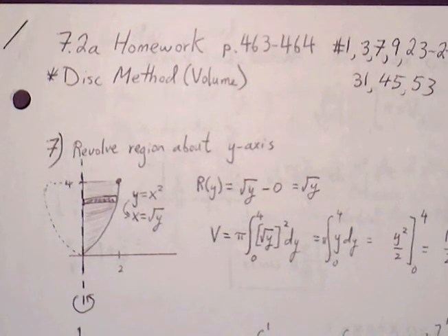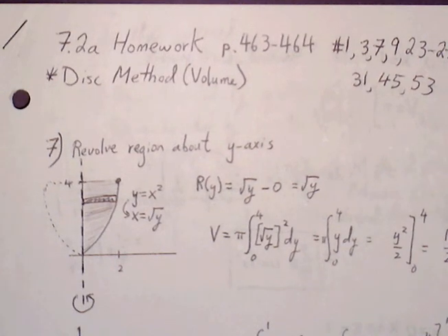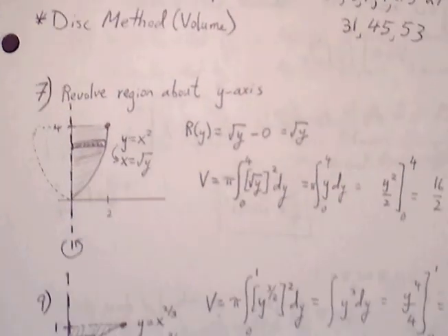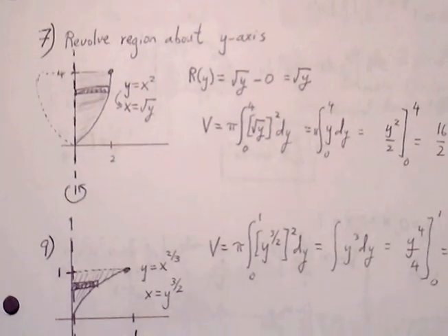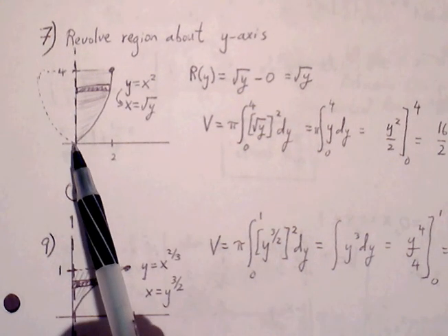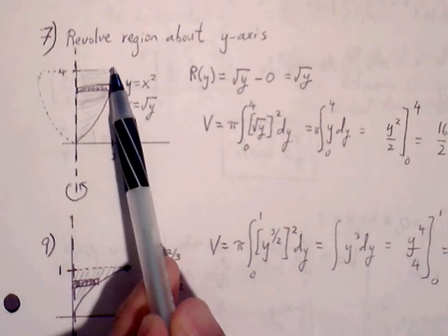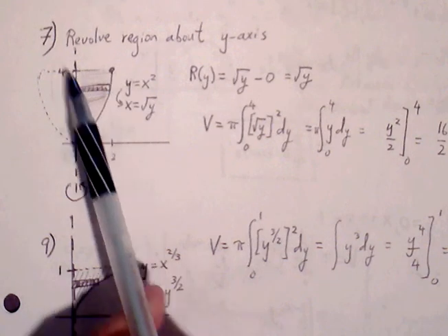This is homework from 7.2a. This is over disk method, volume by disk method. Let's start off looking at number 7. It says revolve the region about the y-axis. So the region is provided for us. It is the equation y equals x squared, only in the first quadrant.